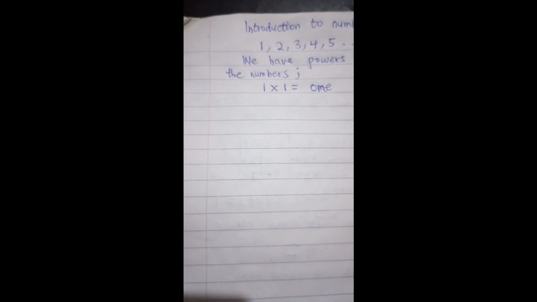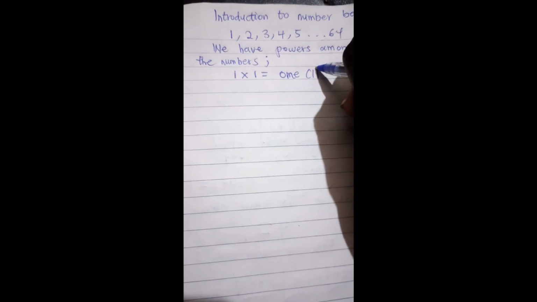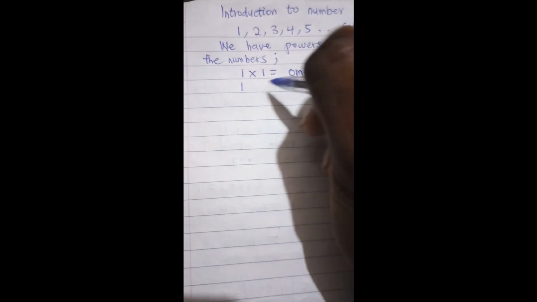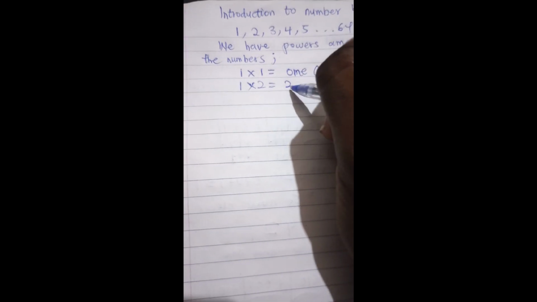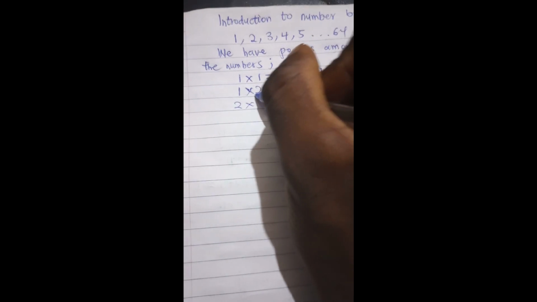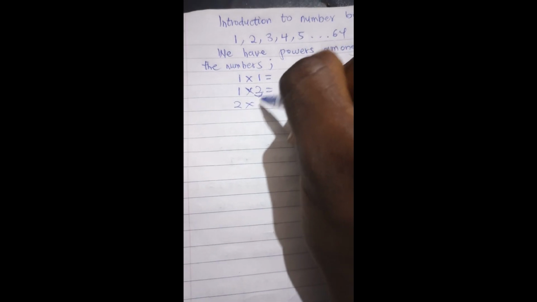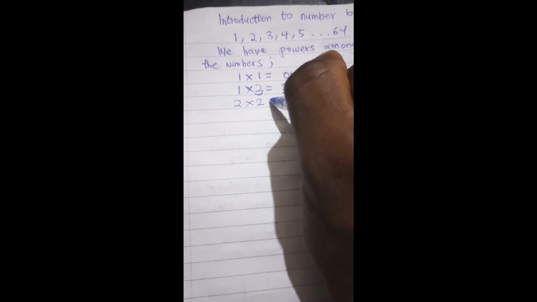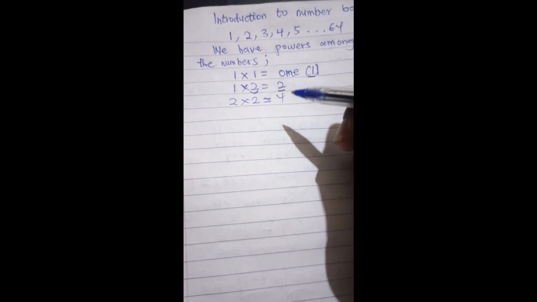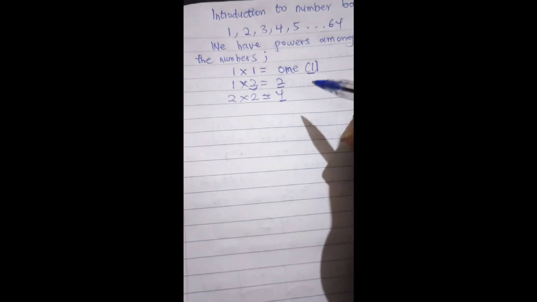1 multiplied by 1 is the same as 1. The 1 that is underlined will be multiplied with 2. So we multiply that 1 by 2, which is the same as 2. The 2 is underlined. The 2 will be multiplied by this 2 that is encircled. So 2 by 2 is equal to 4. This is a sequence, a sequence of powers.